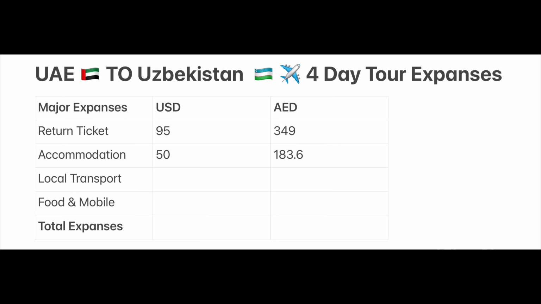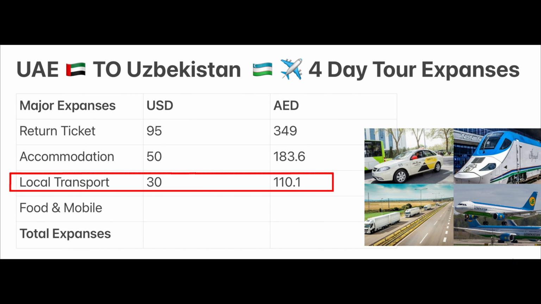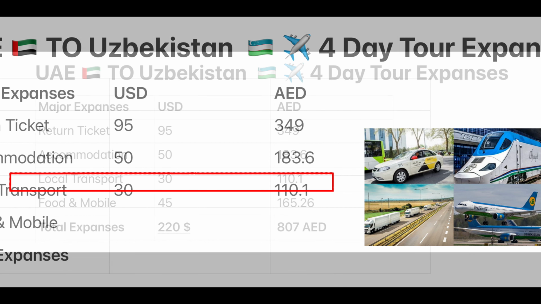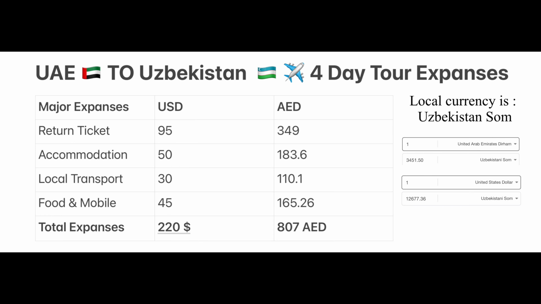Then next we will move to the local transport. Local transport can be a taxi or metro or buses. They're really cheap, not much expensive in Tashkent, Uzbekistan. You can have Uber kind of services, they have Yandex and some other taxi apps, or maybe you can use the metro or the buses for local traveling. And I have capped almost $30, around 110 dirham, for 3 days. That is quite enough.